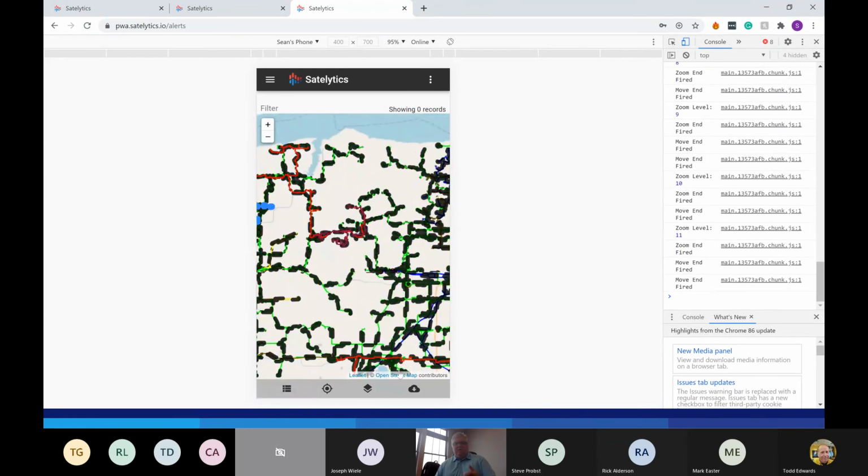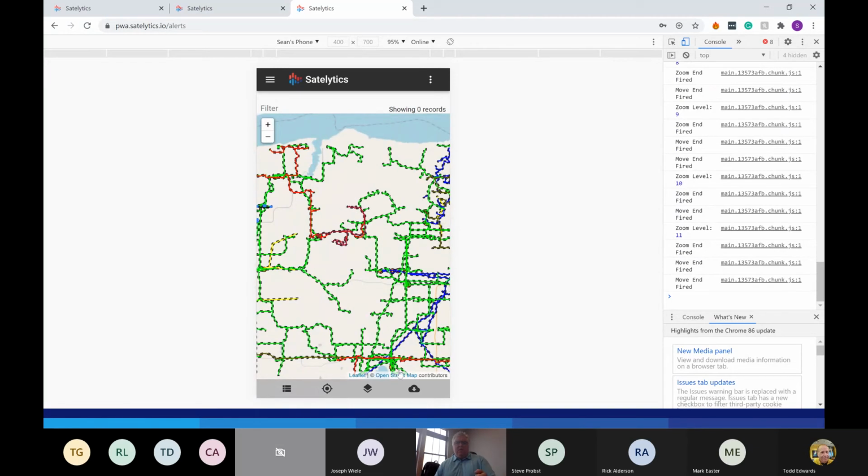And I can record and take photographs. And then when I get back to the office, it will synchronize it all back up in one neat record. And that sort of is a quick snapshot of some of the touch points of Satelytics.